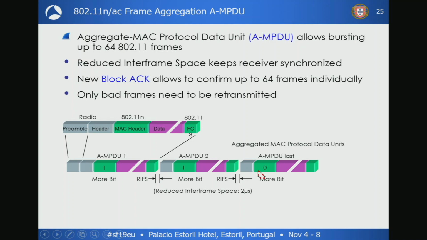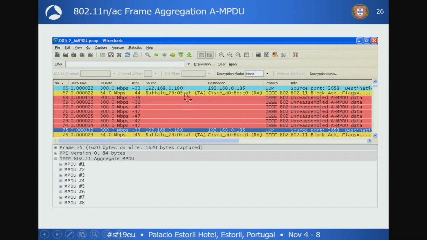But again, more popular became the A-MPDU. That means we are still adding packets, but we give them an individual FCS, and we give them a minimum radio header. And they invented a new reduced space, so that the receiver stays in synchronization. We do not need the preamble. So the receiver just realizes a new frame, but it stays synchronized. And now we can transmit up to 64 packets. But now, how do we confirm which packets have arrived okay and which not?